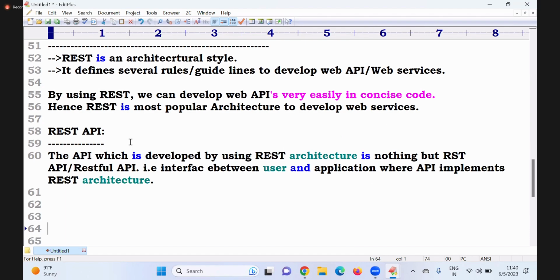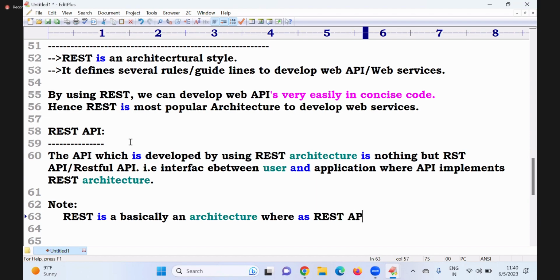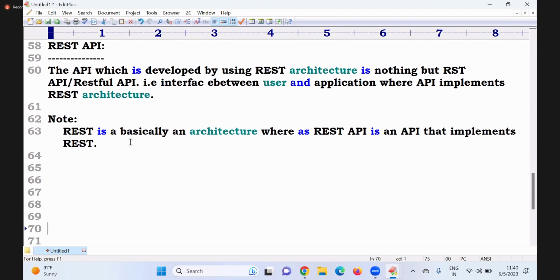Getting clarity on the difference between REST and REST API. REST is a design pattern, API is a service call. REST is basically an architecture, whereas a REST API is an API, an application programming interface, that implements REST. REST can be implemented. So that's why most people have doubts about all these terminologies.